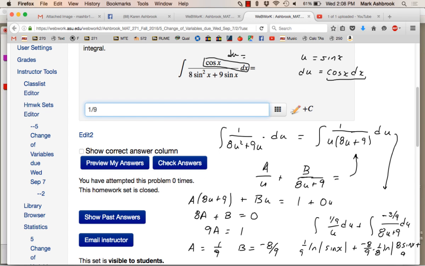1/9 times natural log of sine x minus 8/9 times 1/8, I'll just write that out, natural log of 8 sine x plus 9.